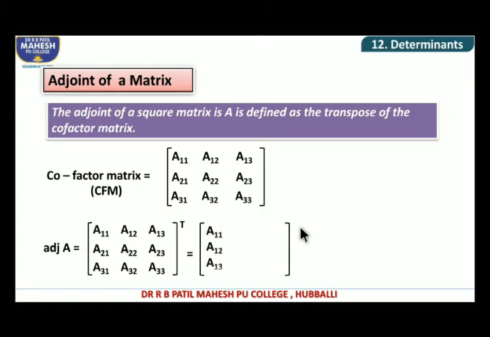Then we can write this transpose as A11, A12, A13 in the first column, because transpose means you have to interchange the rows and columns. Therefore, here the first row becomes the first column, the second row becomes the second column and the third row becomes the third column. So, this is the adjoint of A. That means you have to find out the transpose of the cofactor matrix. That is known as the adjoint of a square matrix. So, this is the concept of adjoint of a matrix.